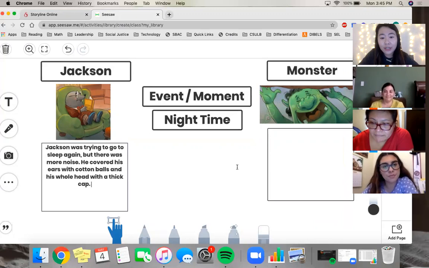Now let's look at our monster. How did he respond to the nighttime? What did he do? Teachers, when you're ready, you can give me a thumbs up.